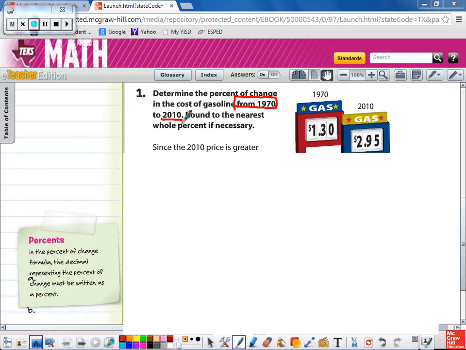So the first thing I have to figure out is whether my percent change is increasing or decreasing. Well, I am going from 1970 to 2010. So I am going from $1.30 to $2.95. And as we can see, that's going up, or it's increasing. So I'm going to have percent of increase.